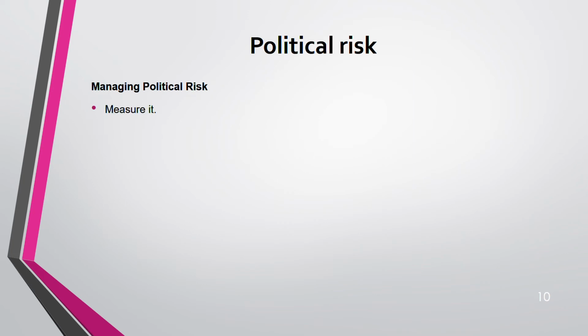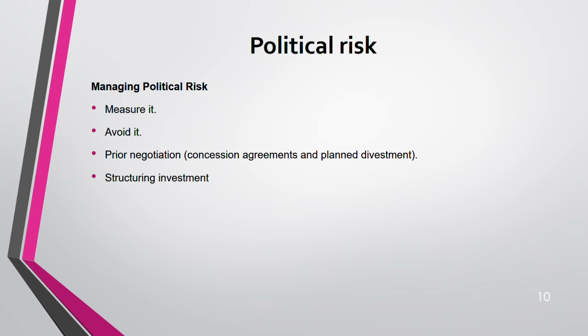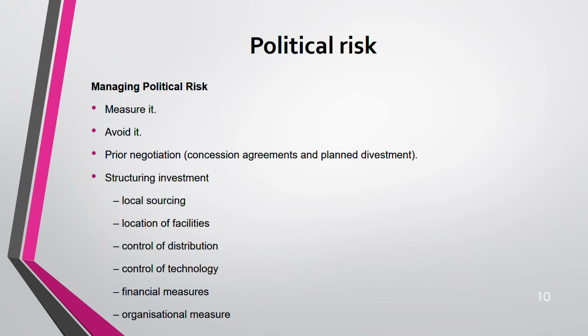How do you manage political risk? First, measure it. Second, you can avoid it, or do prior negotiation. You can structure the investment, like local sourcing, or location of facility, you can control the distribution, control the technology, financial measures, and organizational measures, right?